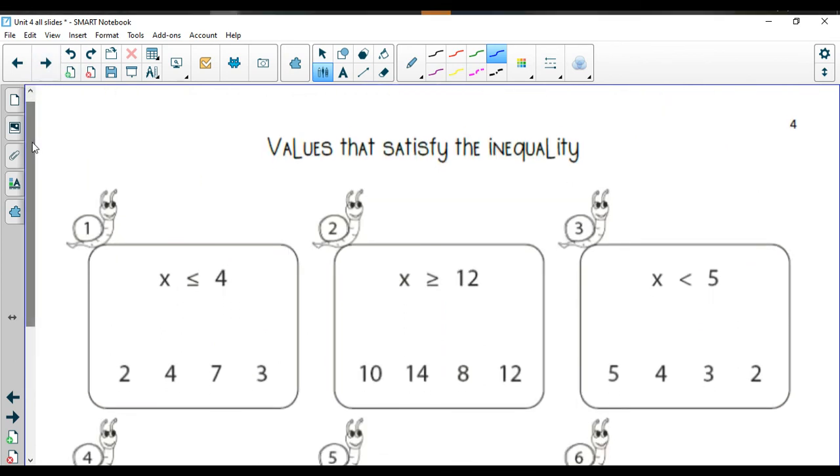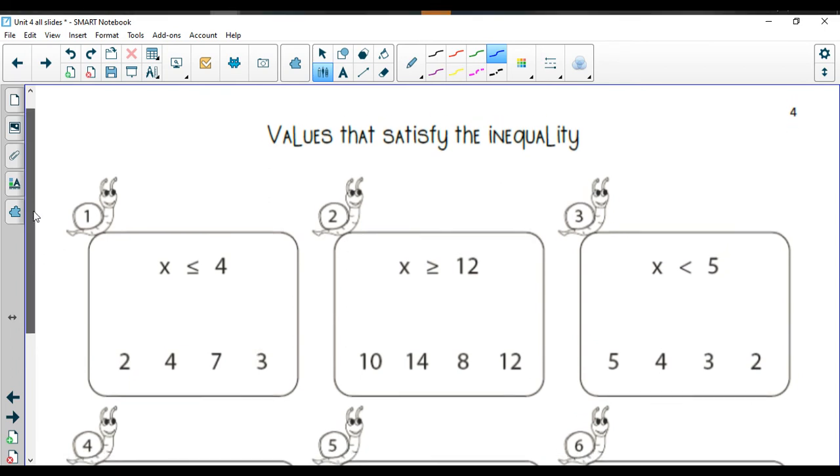Final topic for this lesson is at the top of page number 4, values that satisfy the inequality. So if we were to see a number line, we'd want to know which numbers actually fit this. In other words, which numbers could take the place of x. So the first thing that you need to do is make sure that your x is always on the left-hand side, because it's going to make more logical sense to you this way. So x is less than or equal to 4. Which numbers in this list are less than or equal to 4? That's what you're trying to figure out.